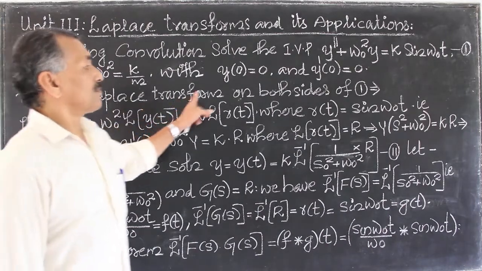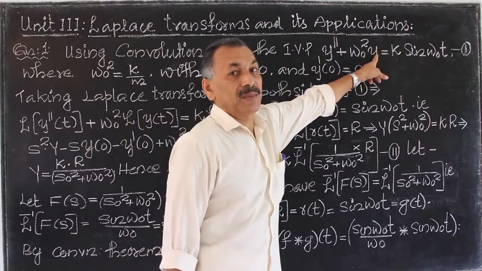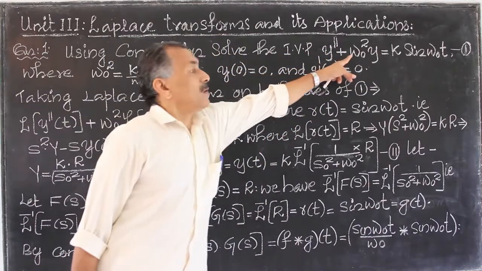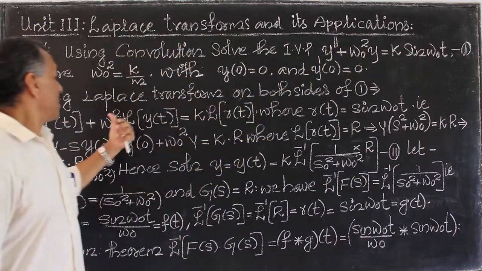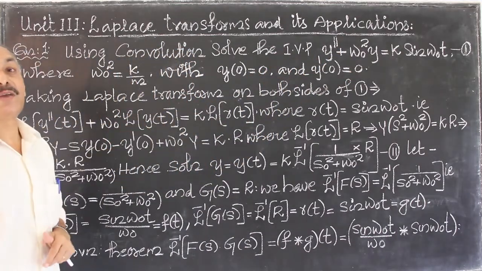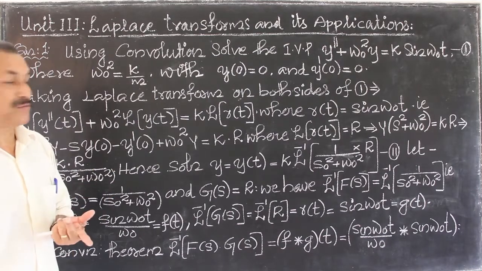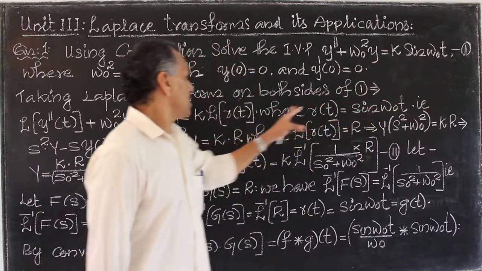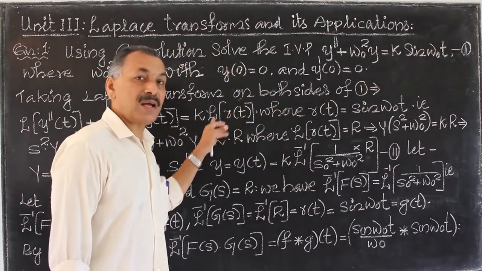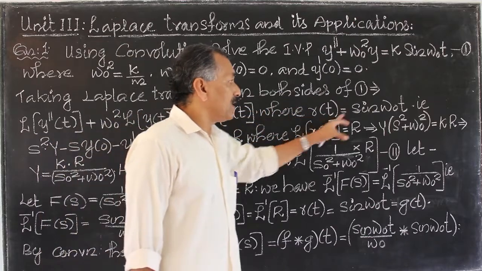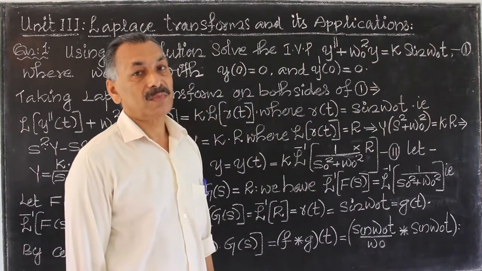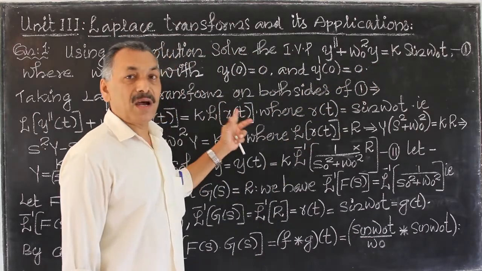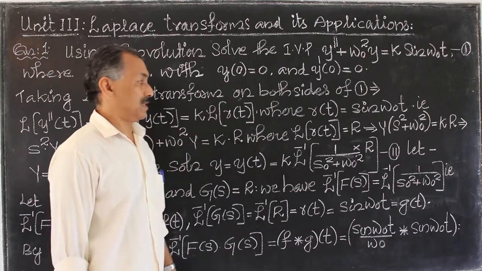Taking the Laplace transform on both sides of the equation: L of y''(t) plus ω₀² times the Laplace transform of y(t) is equal to k times the Laplace transform of sin ω₀t. Let sin ω₀t be equal to r(t). That is k times L of r(t).